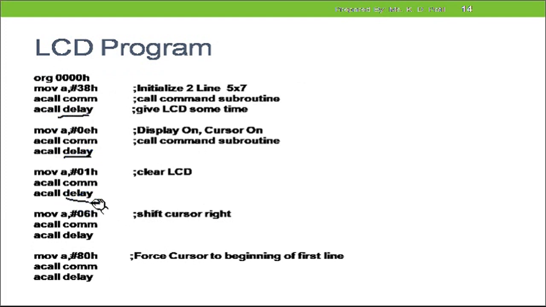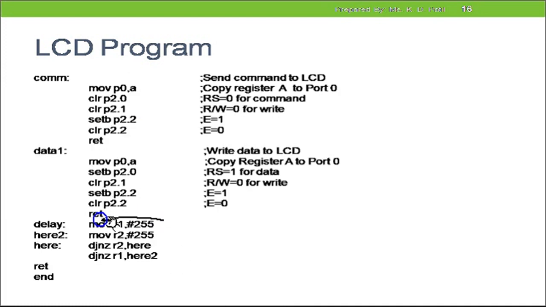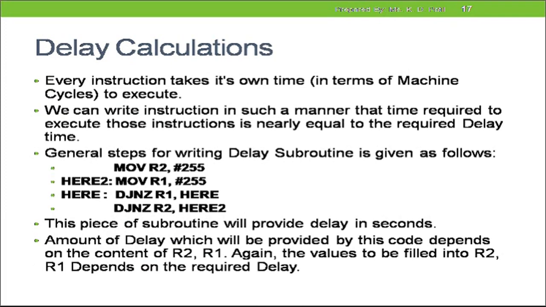Now why do we require the delay? Because whenever we send one instruction to the LCD, it will take some time to perform that instruction. And whenever we send some data to the LCD to display, it will require some time. That's the reason we have to call the delay subroutine. Now how is that delay calculated in our program? The same subroutine is on the next slide. Let us see how that delay is calculated.